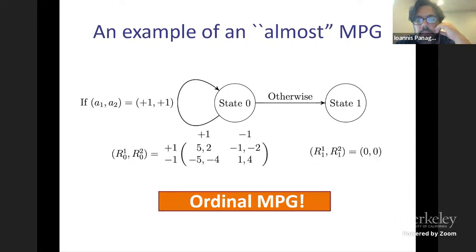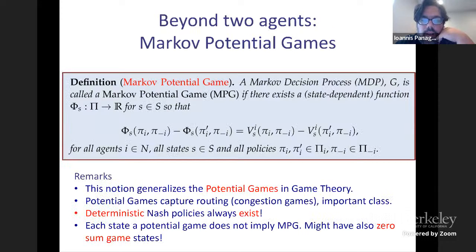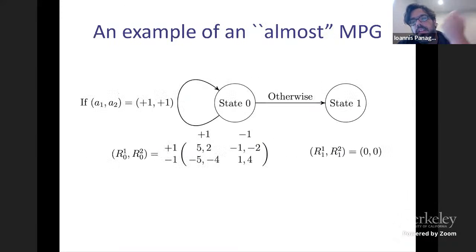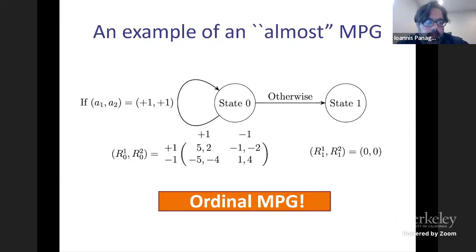So what is an ordinal MPG? Let's go back to the definition. Here the equality is violated, but what matters is that the left-hand side has the same sign as the right-hand side. In particular, if the left-hand side is positive, then the right-hand side is positive. If the left-hand side is negative, then the right-hand side is negative. If such a case works without equality, then we call it an ordinal MPG. And the results we are going to see in a moment, under some weak assumptions, carry over for ordinal MPGs as well.